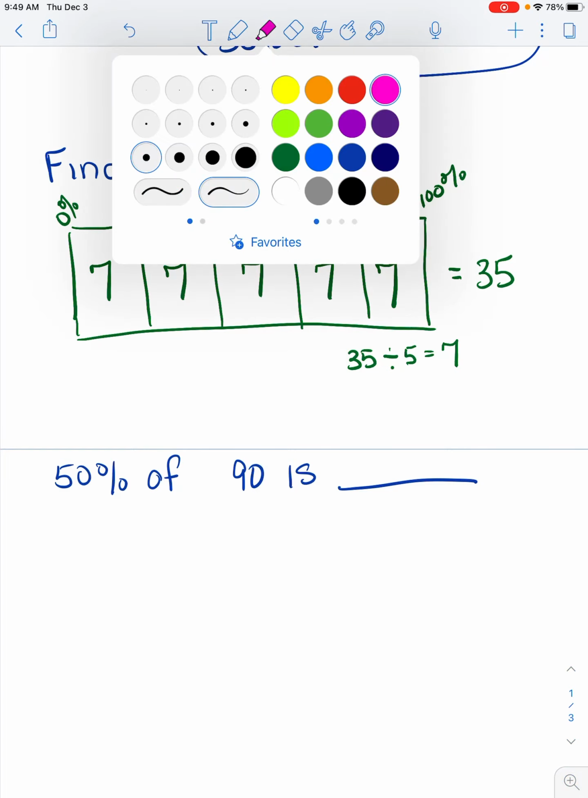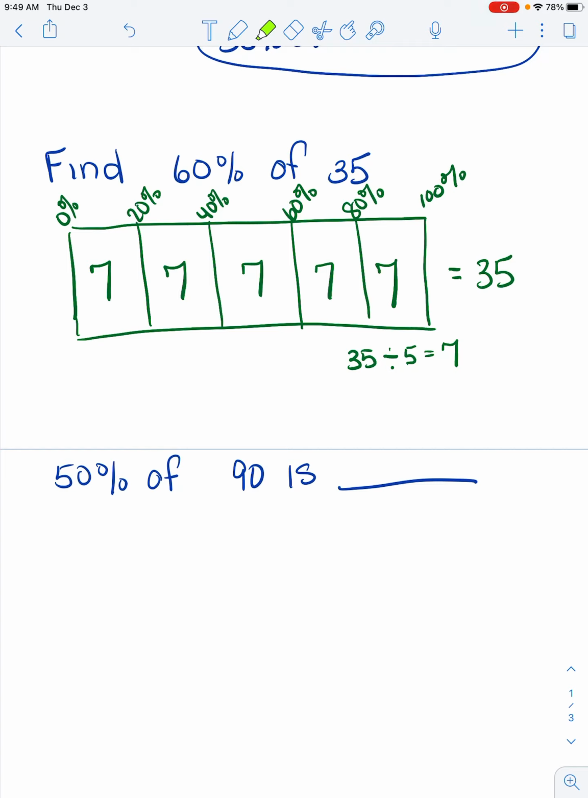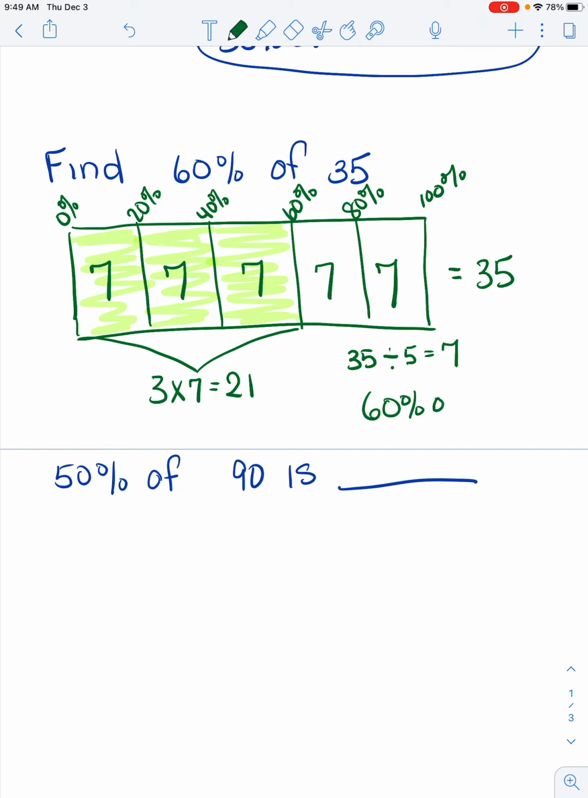Okay, what am I interested in? I am interested in 60%. So this would be 20%, 40%, 60%. And so what is 60% of 35? Well, it's 3 boxes times 7, and 3 sevens are 21. So 60% of 35 equals 21.